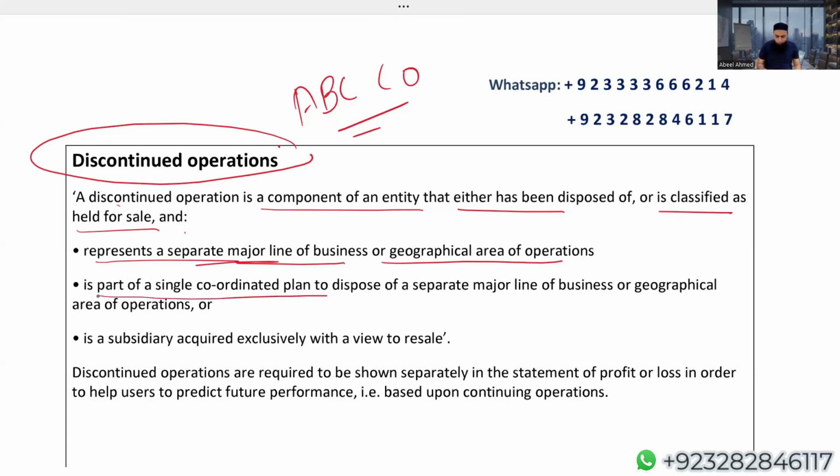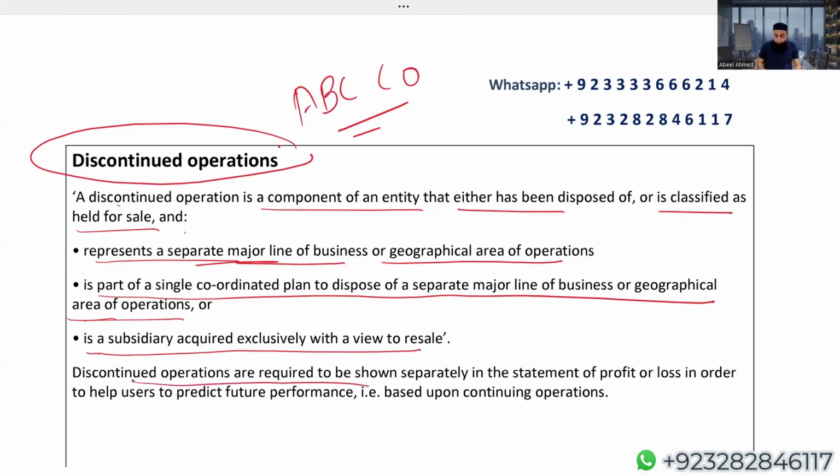It is part of a single coordinated plan to dispose of a separate major line of business or geographical area of operation. Now, what do you mean by part of a single coordinated plan? It means normally, when I'm selling a separate line of business, there will be a number of competitors who show their interest in buying my business. One of the competitors is going to buy the entire business. Technically, logically, I'll be selling the entire business in a single transaction. Another is a subsidiary acquired exclusively with a view to resale.